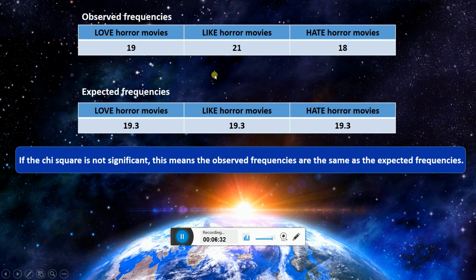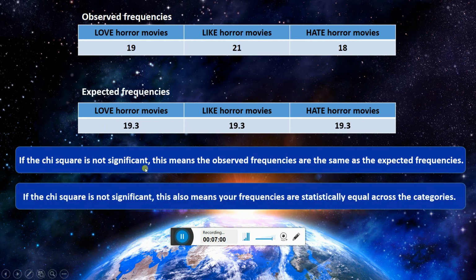There is no difference statistically between the 19, 21, and 18 and the 19.3, 19.3, and 19.3. So what does this mean then in terms of a conclusion? Well, if these frequencies are equal to each other, and these frequencies up here are the same as those, then by logical deduction, we can say that your frequencies are also statistically equal across the categories.